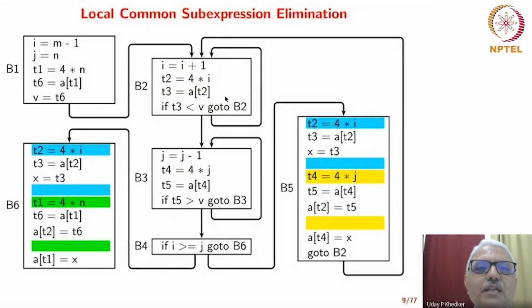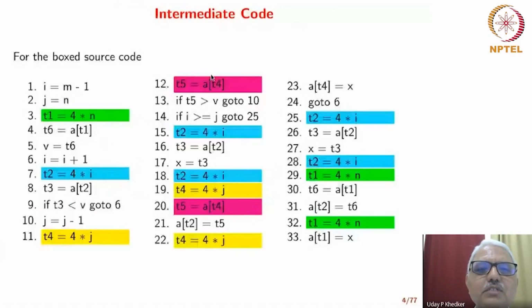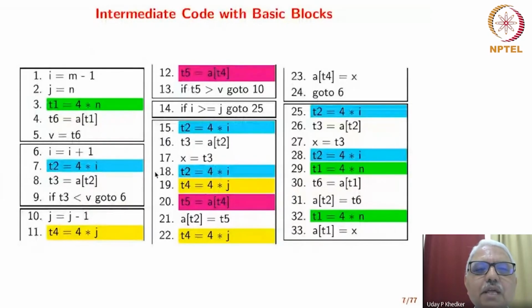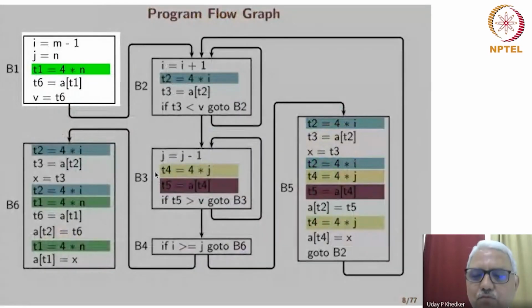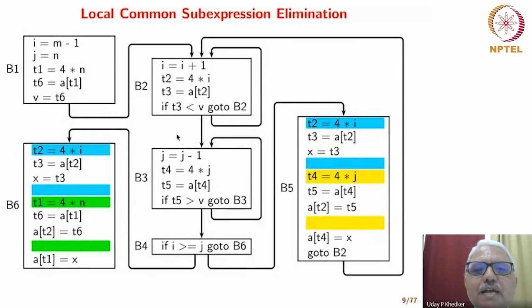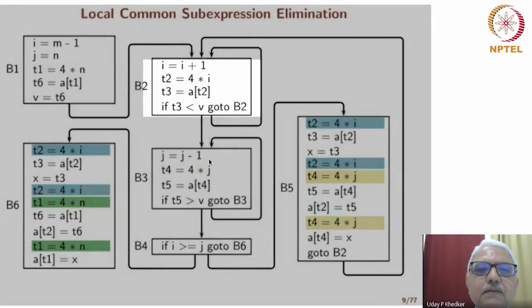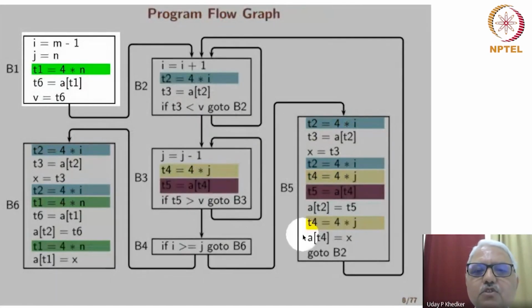And the thing to note here is that the original program had a while loop, and within that it had two do while loops. So we want to see how it shows up in our control flow graph. The outside while loop is shown by this particular loop, and then there are two inside do while loops which are shown by this.